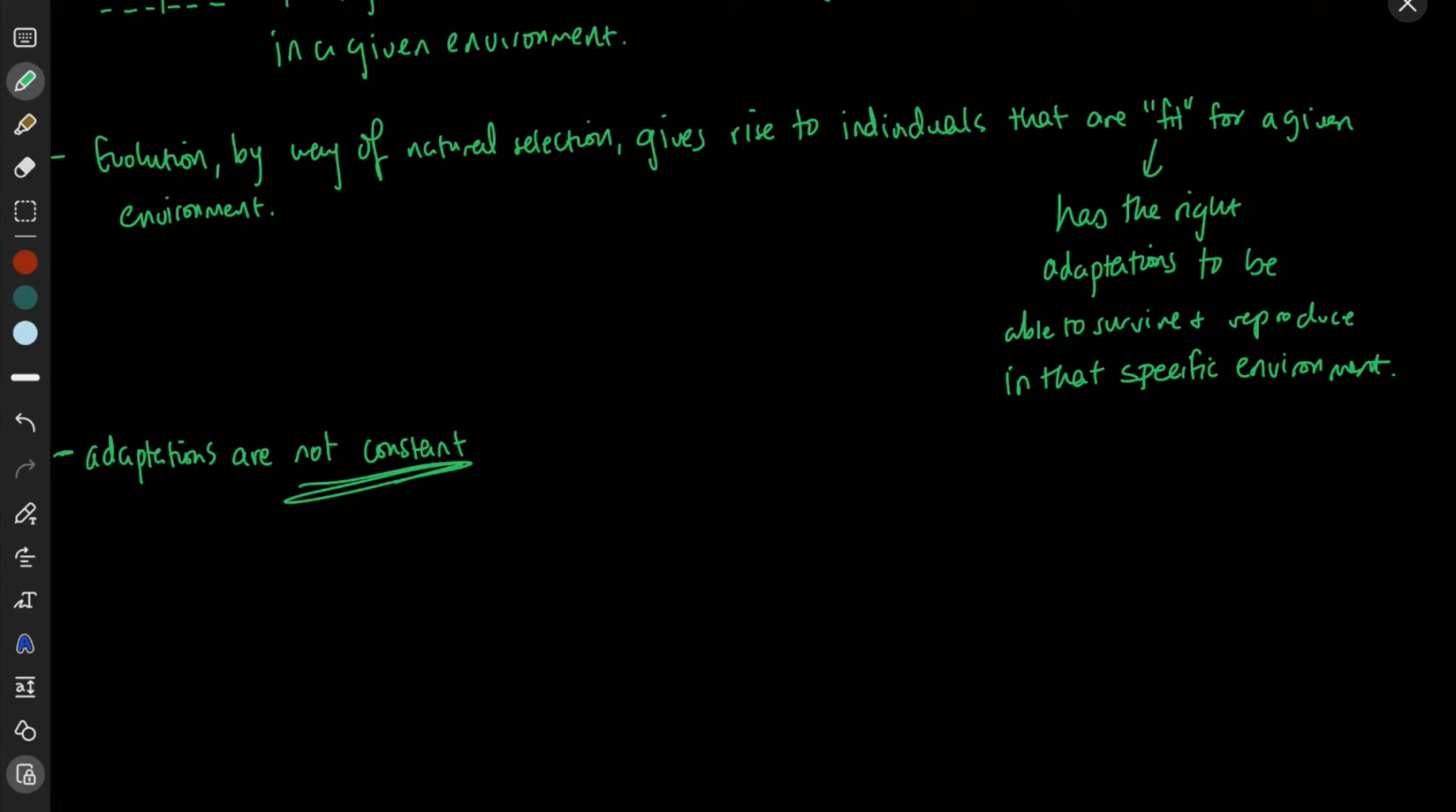So for example, let's say you have a lake, right, where you have fish, and the adaptation necessary to survive will be that of an aquatic environment, right? And then let's say the lake dries up over, obviously, thousands of years. The lake dries up and then becomes land, and so now the adaptations necessary to survive in that environment is going to be different from when it was a lake, right? So adaptations are not constant.